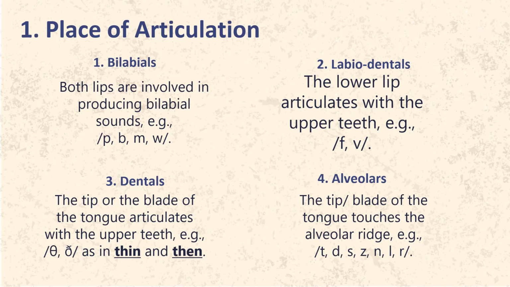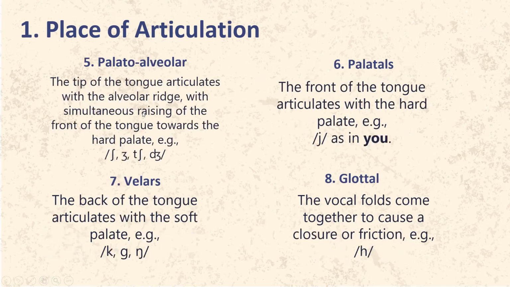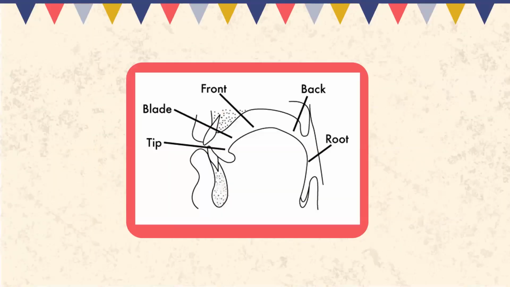I think I told you to memorize the parts. Here we have the tongue. In the tongue we have four positions, but we'll be focusing on three only: the back, the front, and the tip. The tip and the blade, don't let them confuse you. They are the same. So we have the tip of the tongue, the front of the tongue, and the back of the tongue. Root is not important; we will not be taking it.